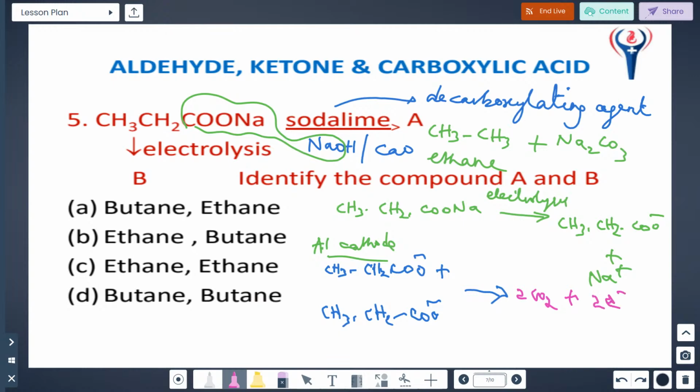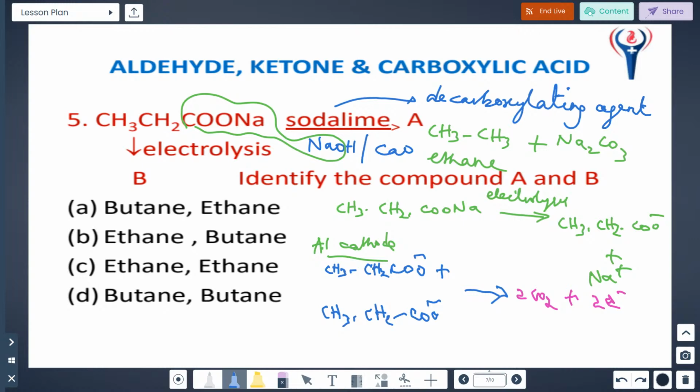Then who is remaining? 2 CO2 is removed, 2 electrons are removed, remaining is CH3, CH2, CH2, CH3. This is the product. So we have 4 carbons, no? 4 carbons means it's called butane. So first A we get ethane, B we get what? So this is the product, you just understood.